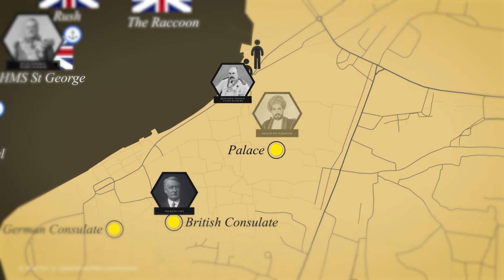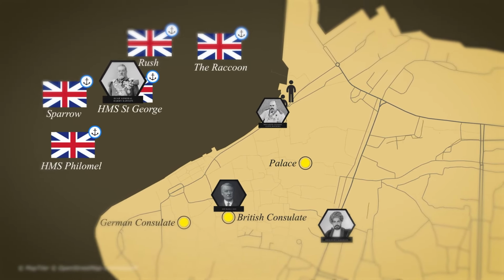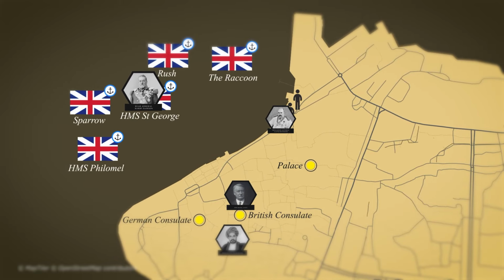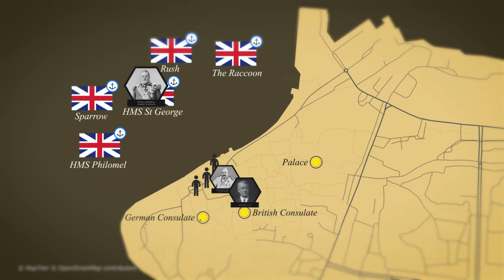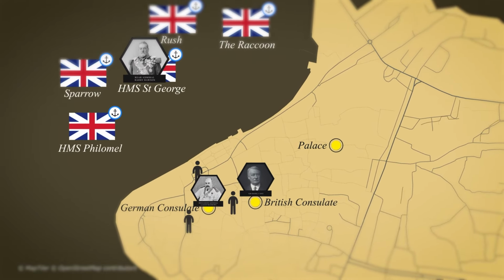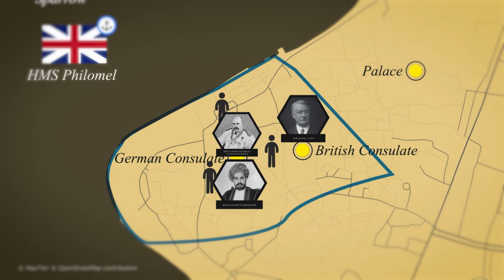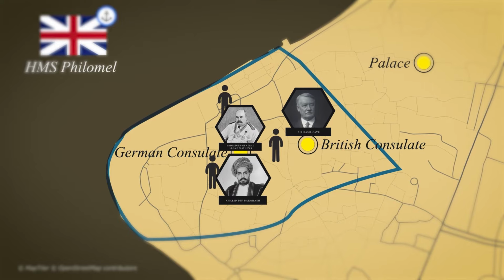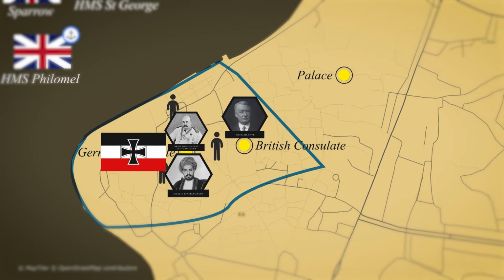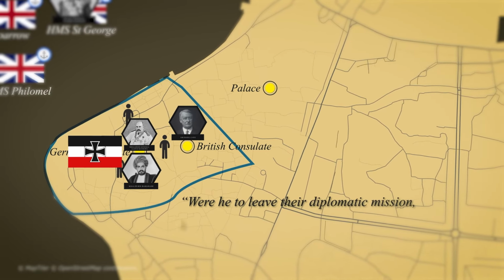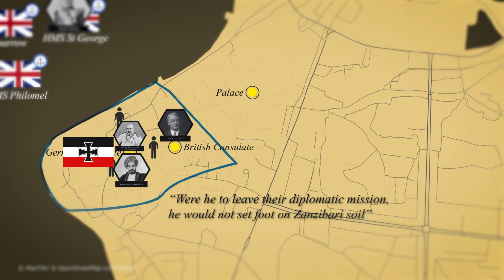Apparently, at some stage during the fighting, he had fled with his loyal second-in-command, Captain Salih, and 40 followers to seek sanctuary in the German consulate. Troops led by Brigadier General Matthews soon surrounded the consulate. However, as long as Barghash remained behind the walls of the diplomatic compound, he was technically on foreign soil and could not be touched. The Germans also refused to hand him over. However, they promised that were he to leave their diplomatic mission, he would not set foot on Zanzibari soil. It seemed to be an insoluble situation.